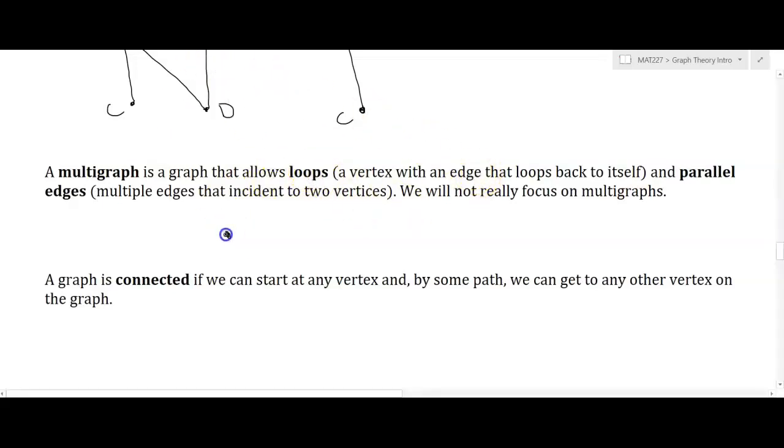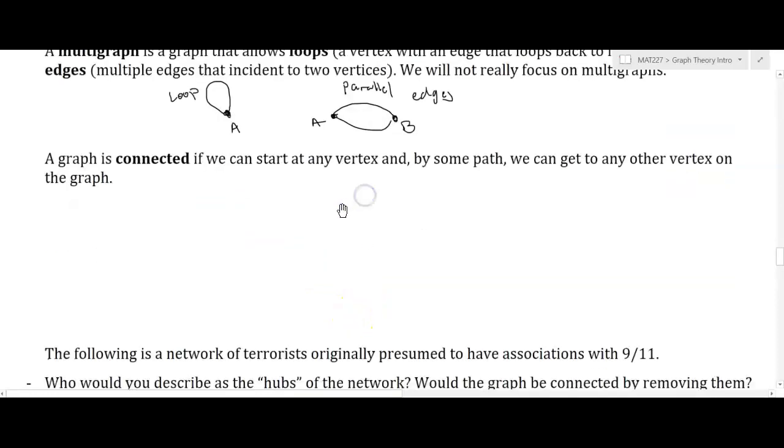So for example, if I had a vertex that had a loop back to itself, or I had parallel edges like this, then this is called parallel edge or parallel edges. I know they're not physically, mathematically parallel, but it means they just connect the two vertices in two different ways, and this right here is called a loop. We'll not really focus on multigraphs, but there are some applications of those as well.